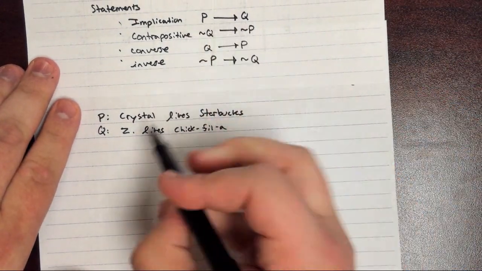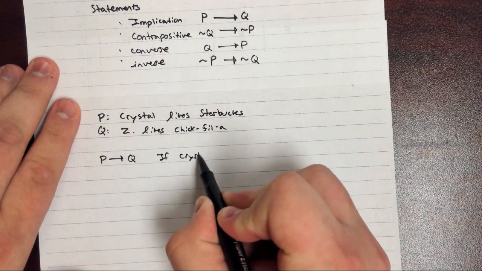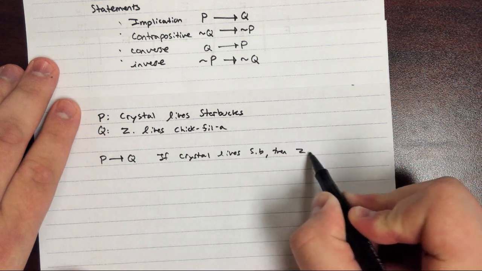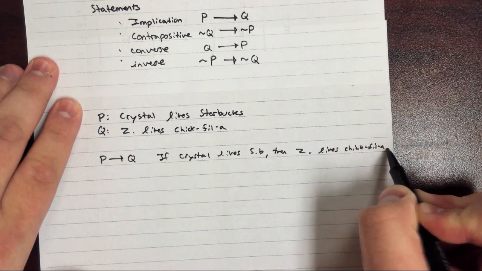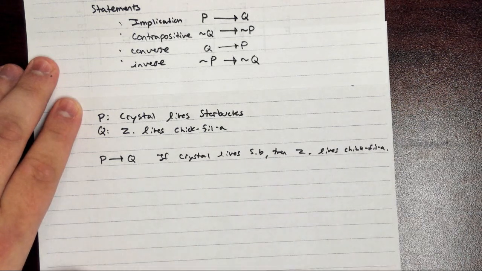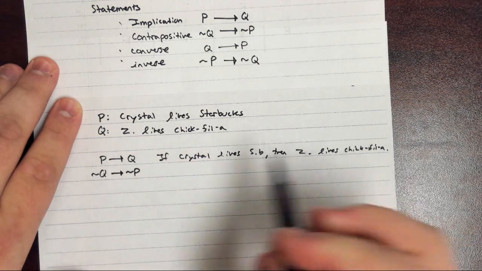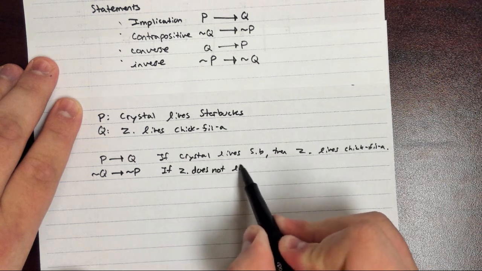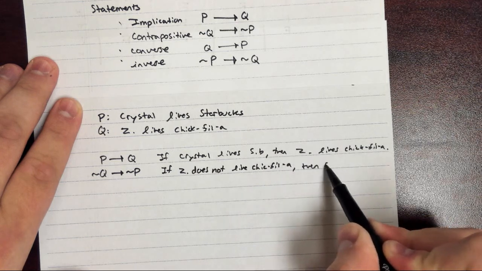Anyway, so the implication, P implies Q, would be: if Crystal likes Starbucks, then Z likes Chick-fil-A. They're totally unrelated things, but still, a logical statement exists regardless. Not Q implies not P would be that if Z does not like Chick-fil-A, then Crystal doesn't like Starbucks.